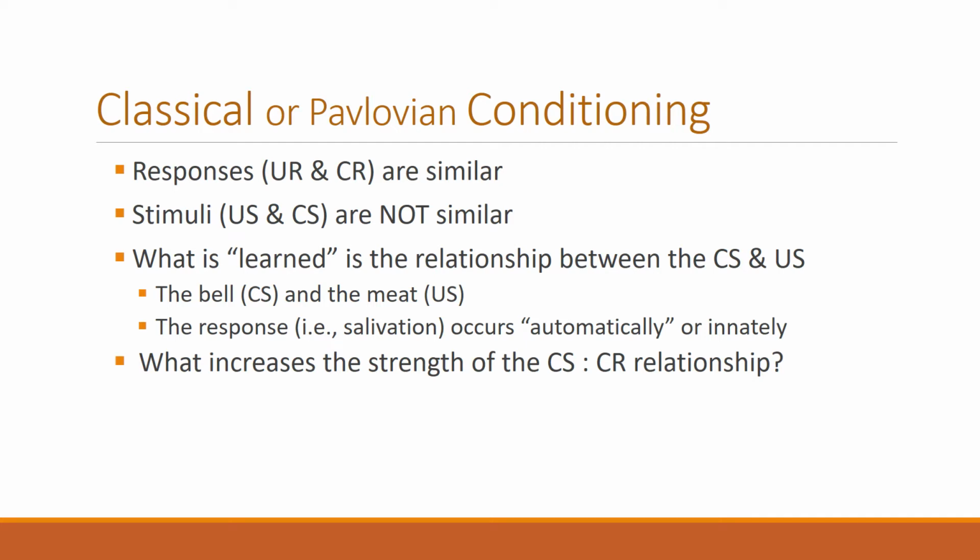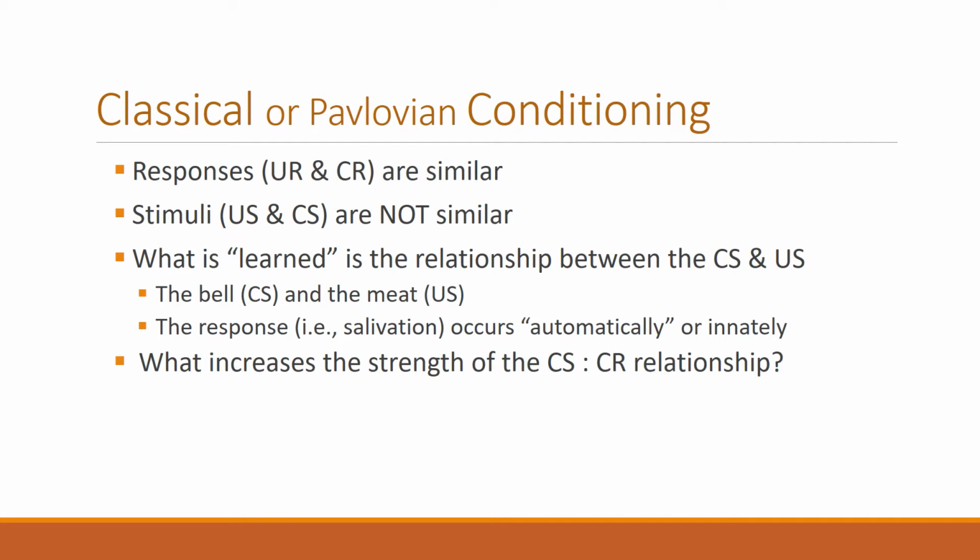The stimulus, on the other hand, is not similar. The bell was not similar to the meat. So which stimulus you use doesn't have to be very much at all like the unconditioned stimulus. What is learned in classical conditioning is the relationship between the conditioned stimulus and the unconditioned stimulus. In other words, in this case, the bell and the meat is what's learned. The relationship between the bell and the presentation of meat. And the response is automatic. It's innate. The animal automatically salivates.